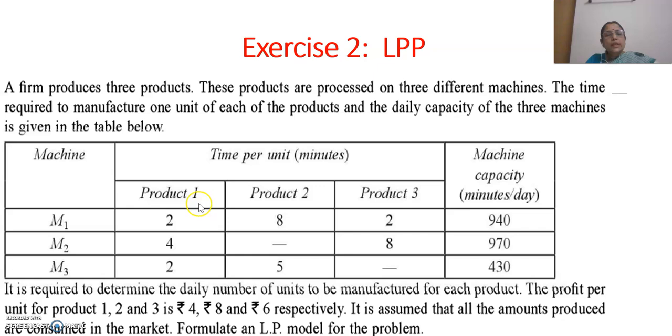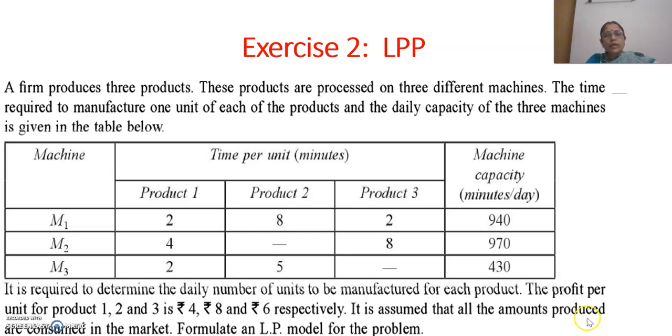That is, by selling one unit of product 1, a profit of 4 rupees can be obtained. Similarly, by selling one unit of product 2, rupees 8 can be obtained. By selling one unit of product 3, rupees 6 can be obtained. It is assumed that all the amounts produced are consumed in the market.